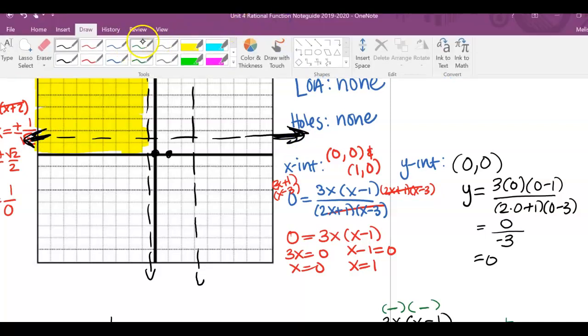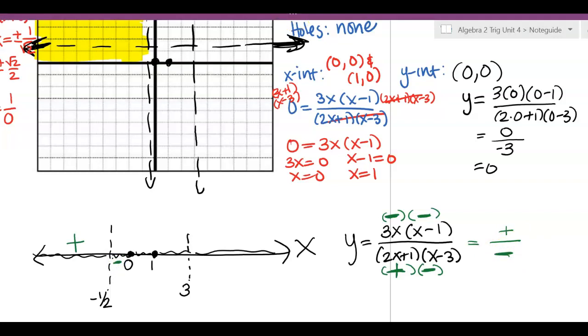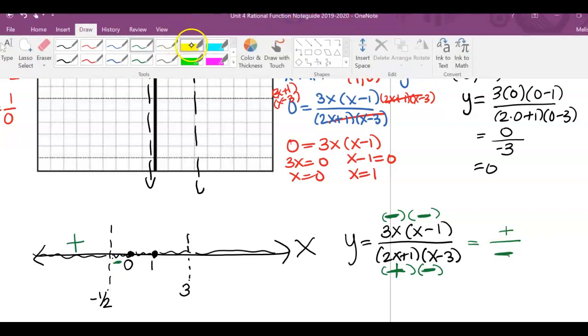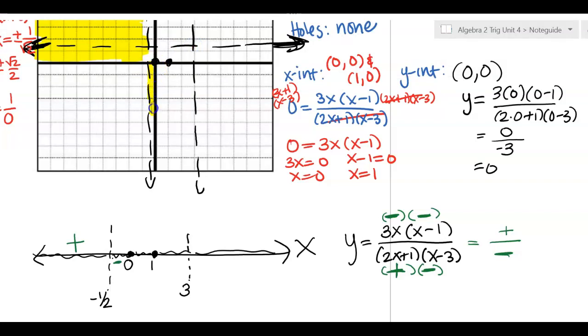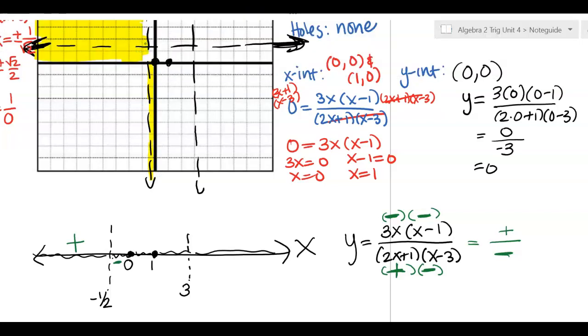So I need to plug in something between -1/2 and 0, so maybe -0.1. If I plug in -0.1, this is negative, this is negative, this is positive, and this is negative, which would give me a positive over a negative, which overall is negative, which tells me in my analysis that when I plug in x values between -0.5 and 0, I only get negative y values, and I can only draw in that portion of the graph. The next value I'm going to plug in is something between 0 and 1, so say 0.5.